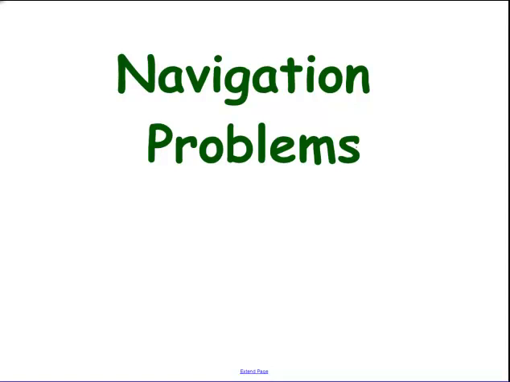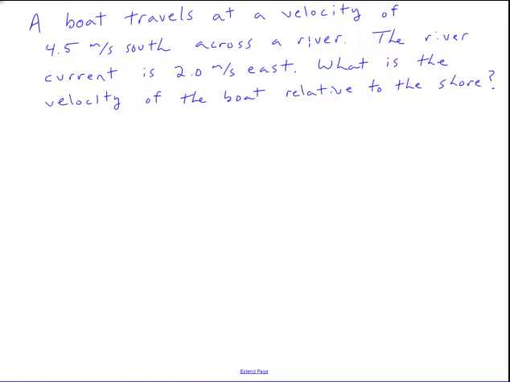Navigation problems. We're in a boat. It travels at a velocity of 4.5 meters per second south across a river. The river current is 2.0 meters per second east. What is the velocity of the boat relative to the shore?